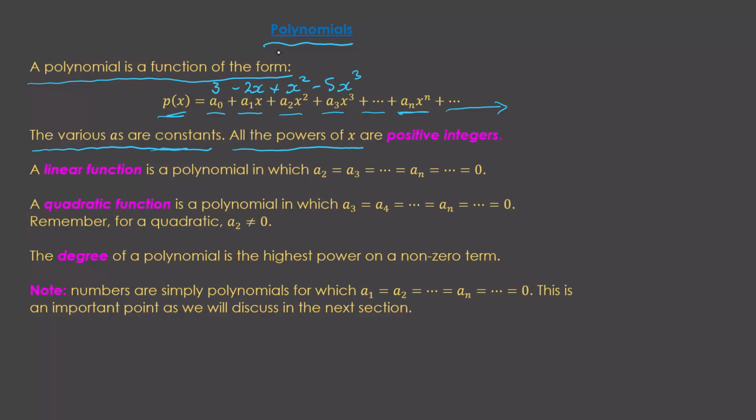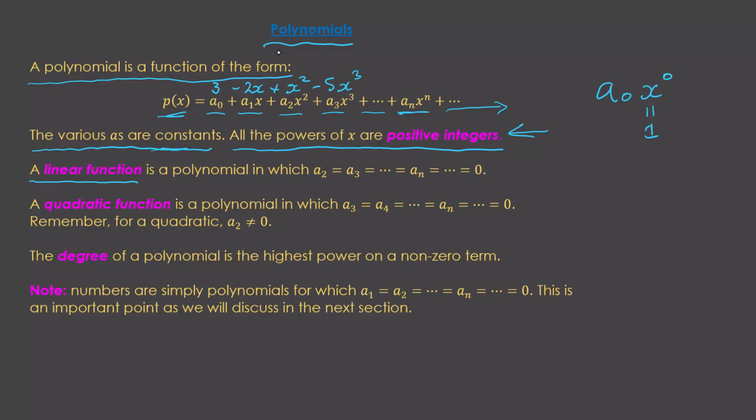All the powers of x are positive integers, unless you think of the constant term being a0 x to the 0, and of course we know that x to the 0 is 1. But what I mean by that is that no polynomial has negative powers or square roots or anything of that type.